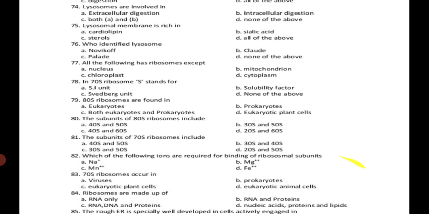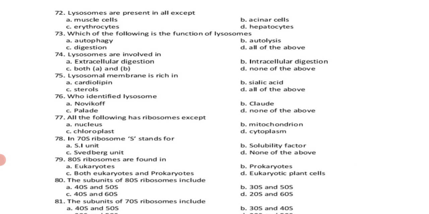We're continuing from question number 72. The question is: the lysosomes are present in all except. Lysosomes are present in muscle cells, acinar cells and hepatocytes. But the lysosomes are absent in RBC, that is a red blood corpuscle or erythrocyte. So option C is the answer of question number 72.